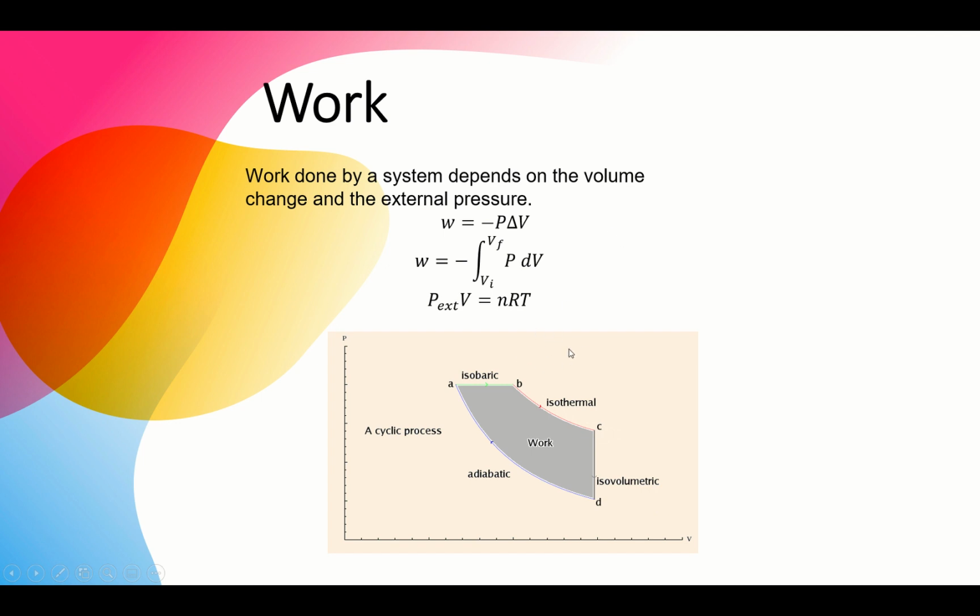And in terms of the PV plot, we have here a cyclic process, which reminds us of a Carnot thermodynamic cycle. So we have the isobaric, the isothermal, isovolumetric or isochoric, and adiabatic processes. And the shaded areas signify the work done. And so this really reminds us of the Carnot cycle. It's an ideal thermodynamic cycle, which talks about efficiency.